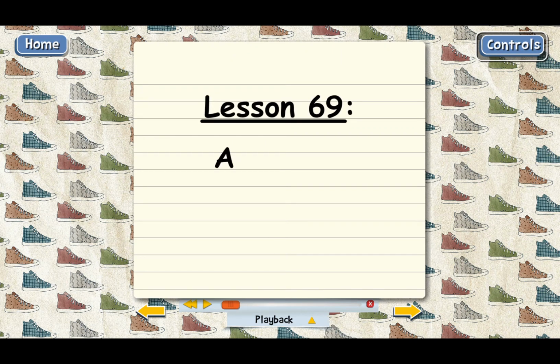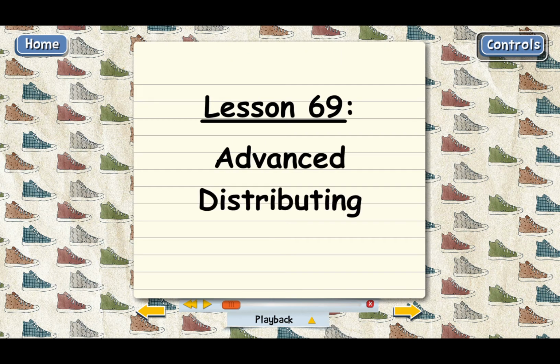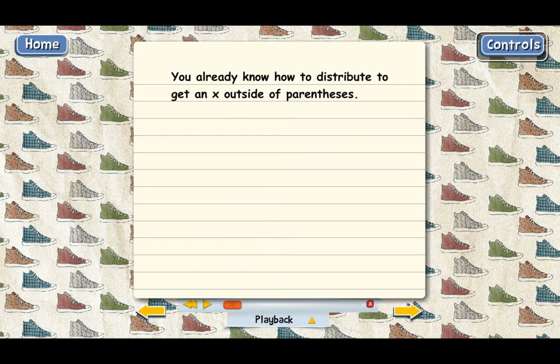Lesson 69, Advanced Distributing. You already know how to distribute to get an x outside of parentheses, but one thing we should talk about is that sometimes distributing can cause an answer to have a power in it. Here's an example like that.